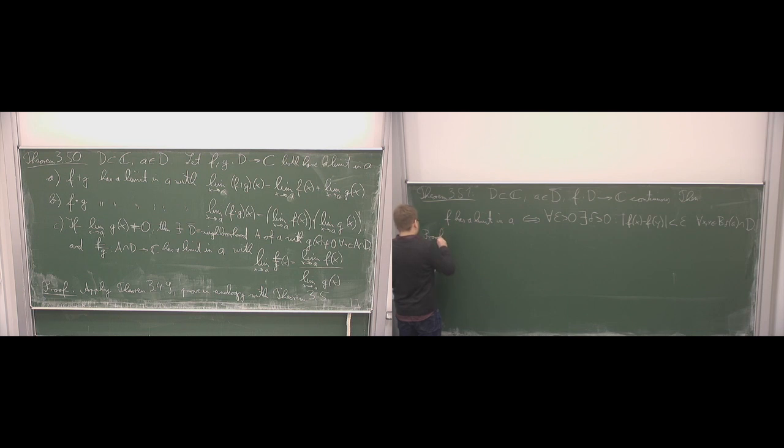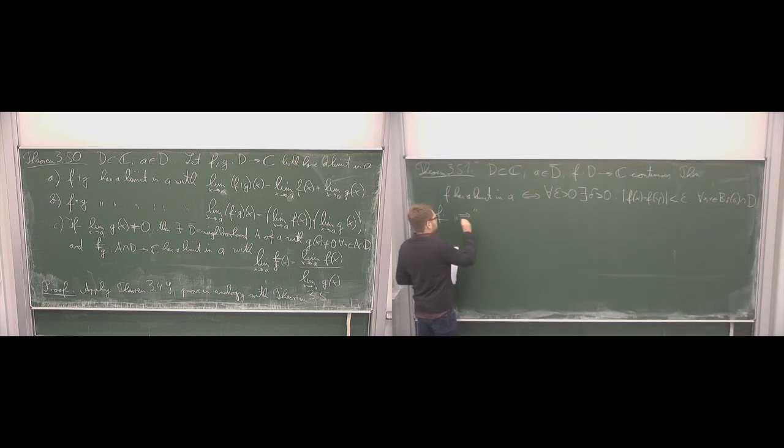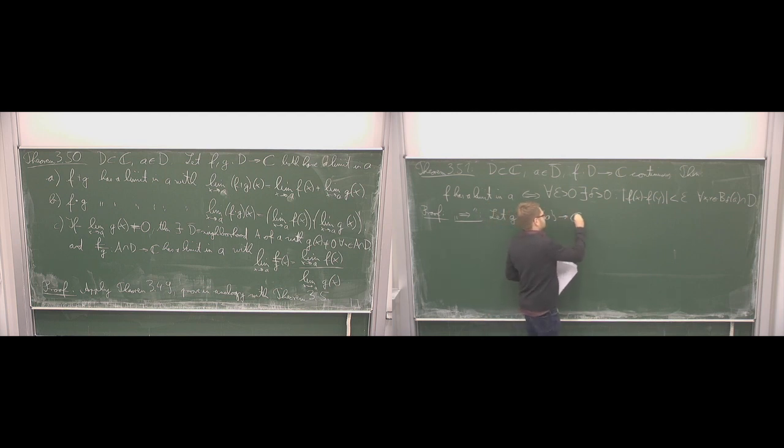Okay, let's prove this. So first this direction, so we assume we have a limit. So we have a continuous extension then. So let G from D united with A to C be a continuous extension of f. Okay, now we need to show for all epsilon blah blah blah. So we take some epsilon bigger than 0 and show that we can find some delta with this property.